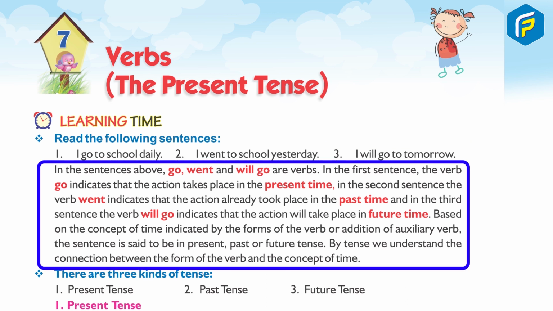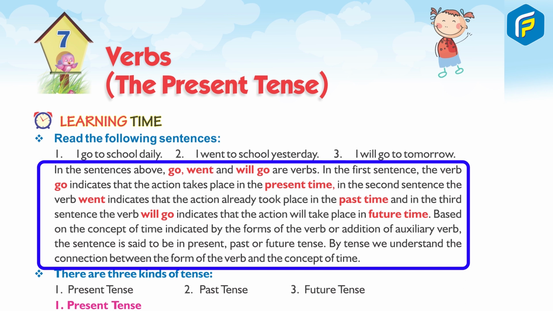In the sentences above, go, went and will go are verbs. In the first sentence, the verb go indicates that the action takes place in the present time. In the second sentence, the verb went indicates the action already took place in the past time. And in the third sentence, the verb will go indicates that the action will take place in future time, based on the concept of time indicated by the forms of the verb or addition of an auxiliary verb.